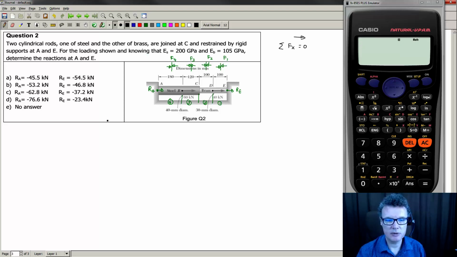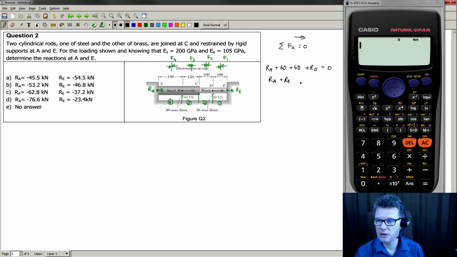So we'll start off with resolving our forces, just the external ones. So I've got RA. I've then got this force here, so we're going to work in kilonewtons, so plus 60. Then I've got this force here, so plus 40. And then I've got my last reaction force, RE, equals 0. So RA plus RE equals minus 100 kilonewtons. Cool. So now let's go through my bar.